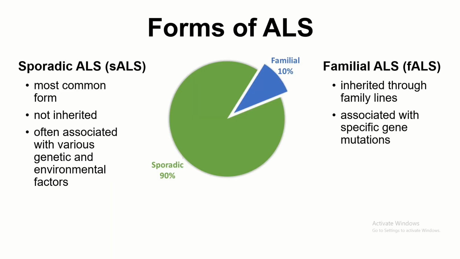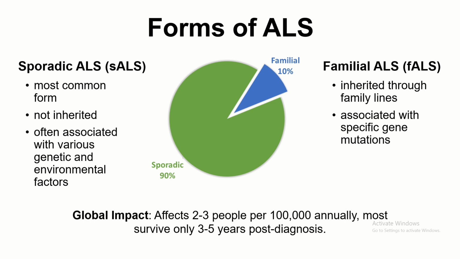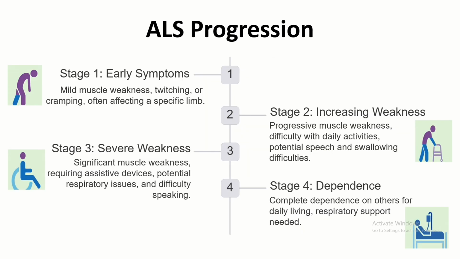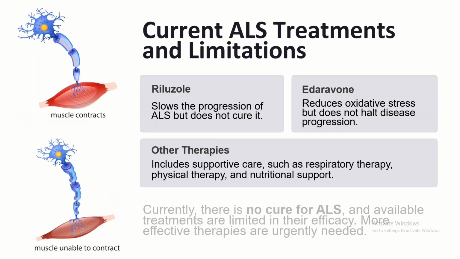ALS exists in two forms: sporadic, which is non inherited, and familial, which is inherited. Combined, ALS affects 2 to 3 people per 100,000 annually, with an average survival time of just 3 to 5 years post diagnosis. The disease starts with mild symptoms like weakness and progresses to total paralysis. Currently, there is no cure. The available treatments only slow the progression of the disease.